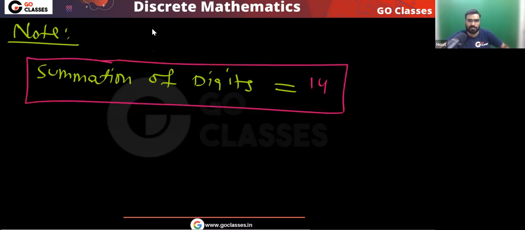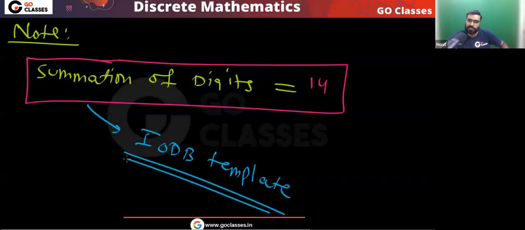Which template is this? I am just asking which template is this? This summation of digits equal to something. This is your IODB template. Another template, another problem, IODB template. Can you see how much area the IODB template covers? If this type of question comes in the exam, summation of digits equal to something, that is also IODB template.